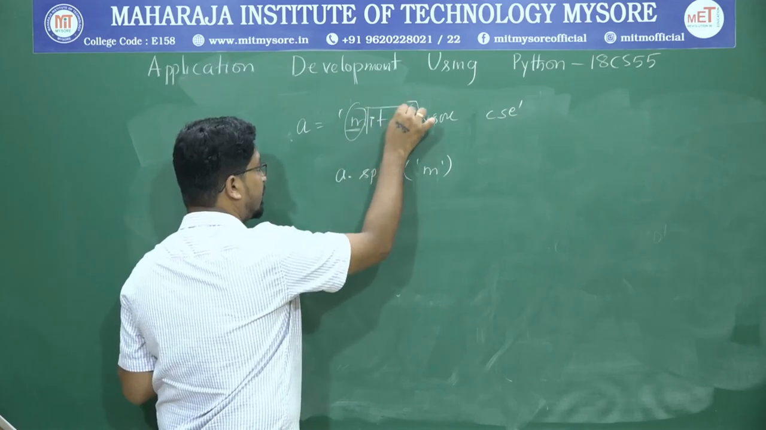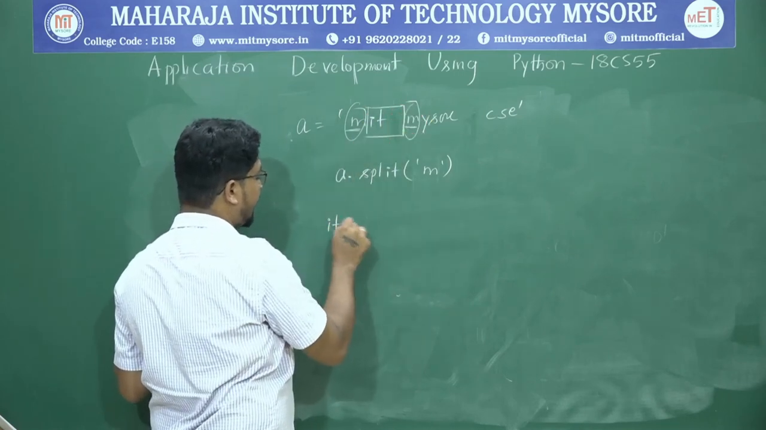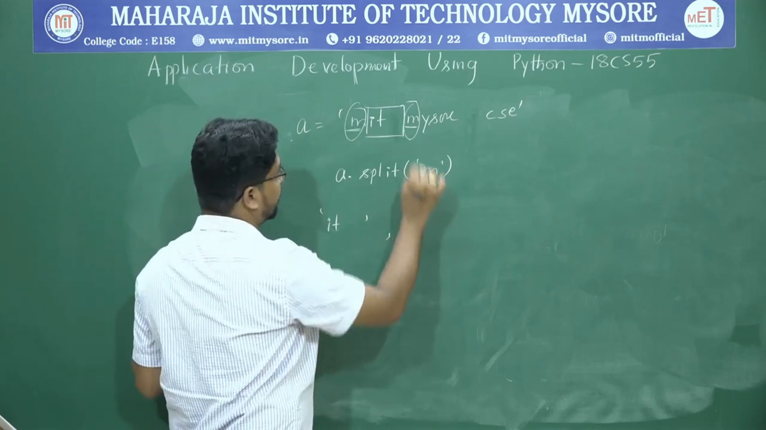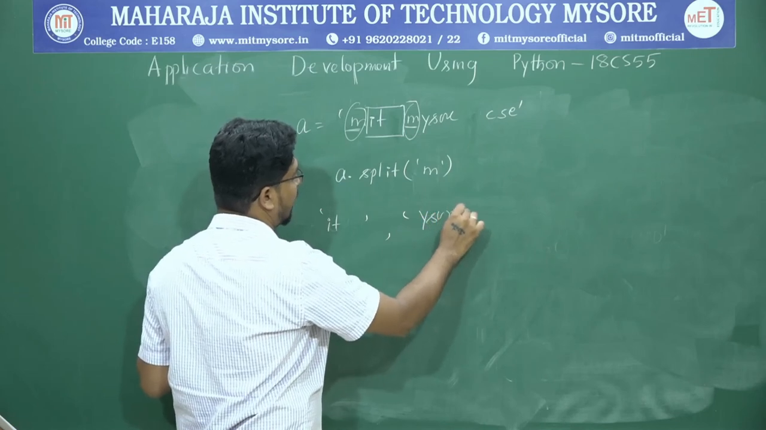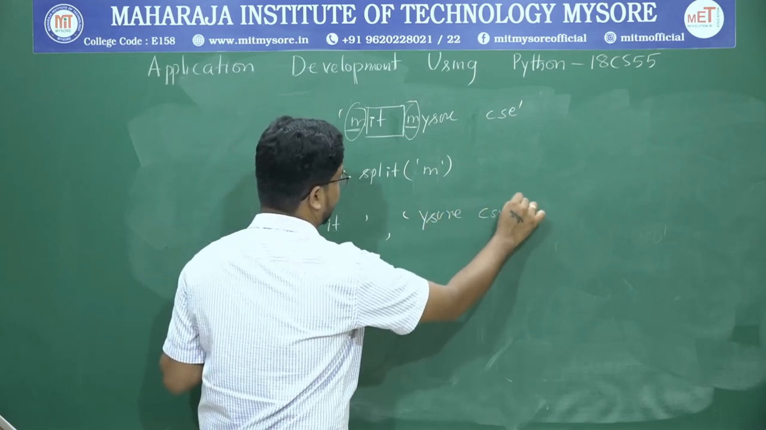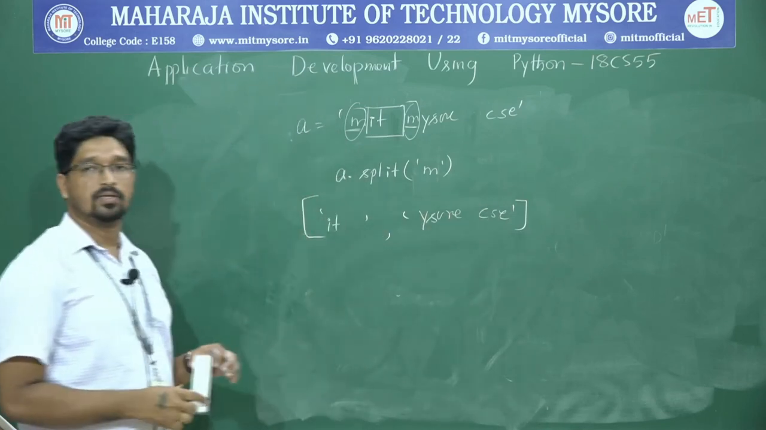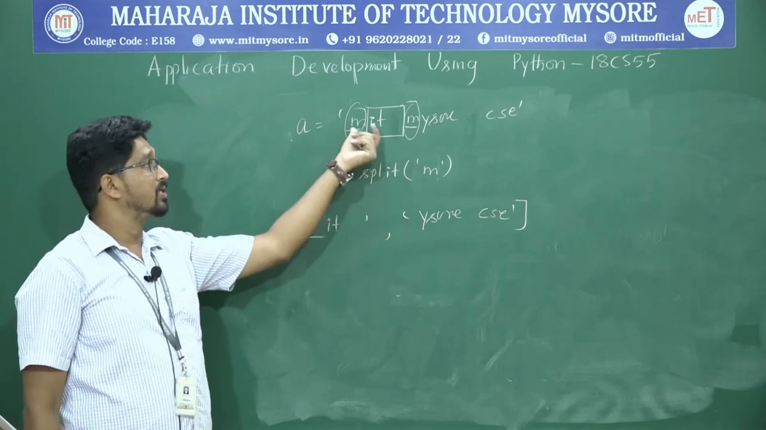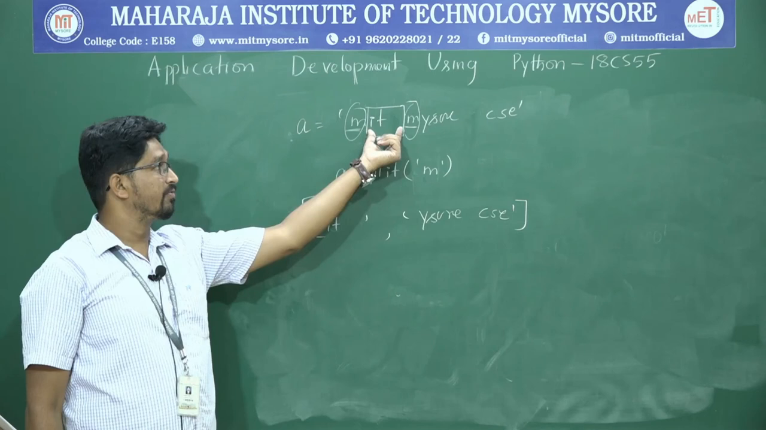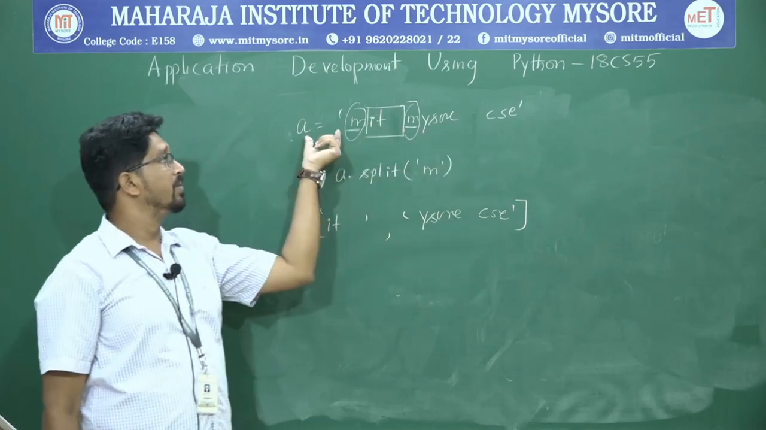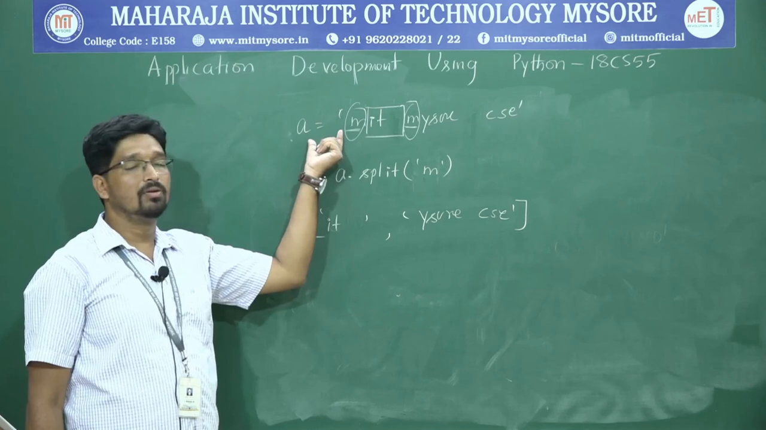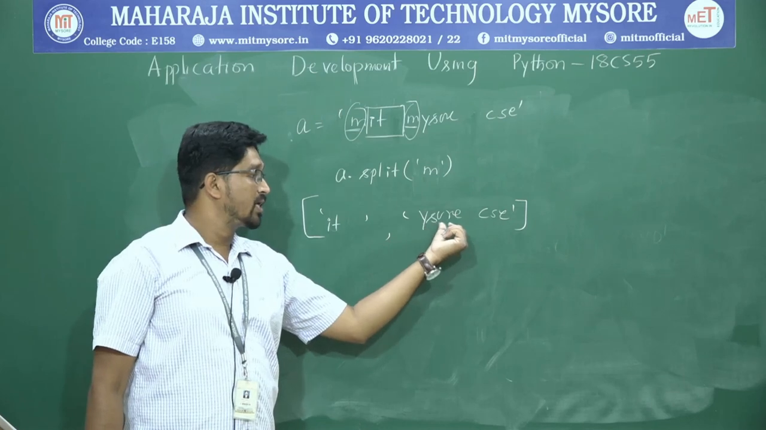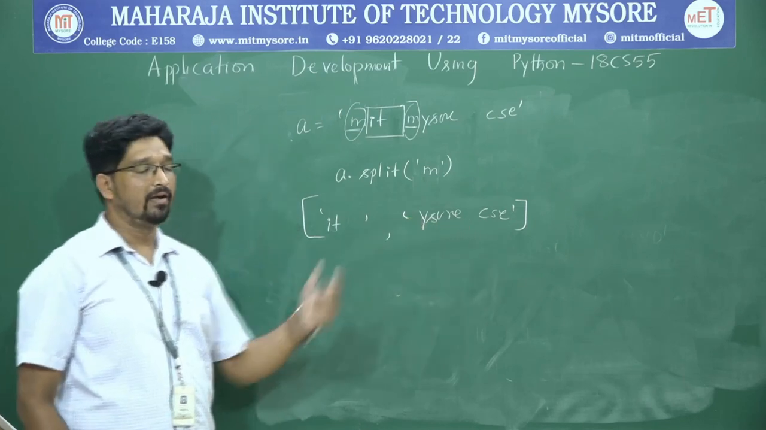The first word will be IT space. IT space is the first word. The second word will be YSORE space CSE. So this is a new list. The words are split by the character M, because here is an M and here is an M. In between, this is the first word and this is the second word. Because in the beginning we don't have any characters, that will be neglected. So now I have the word IT space, followed by YSORE space CSE, which is the second word.